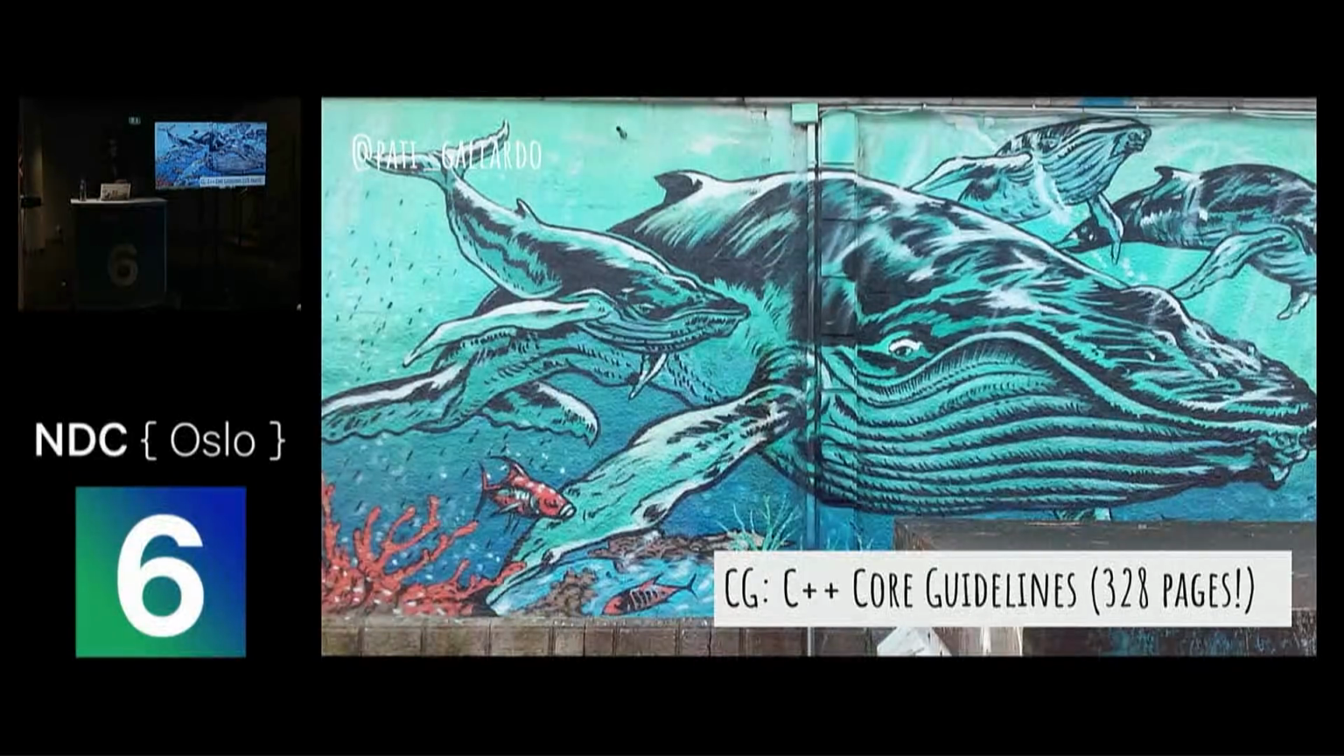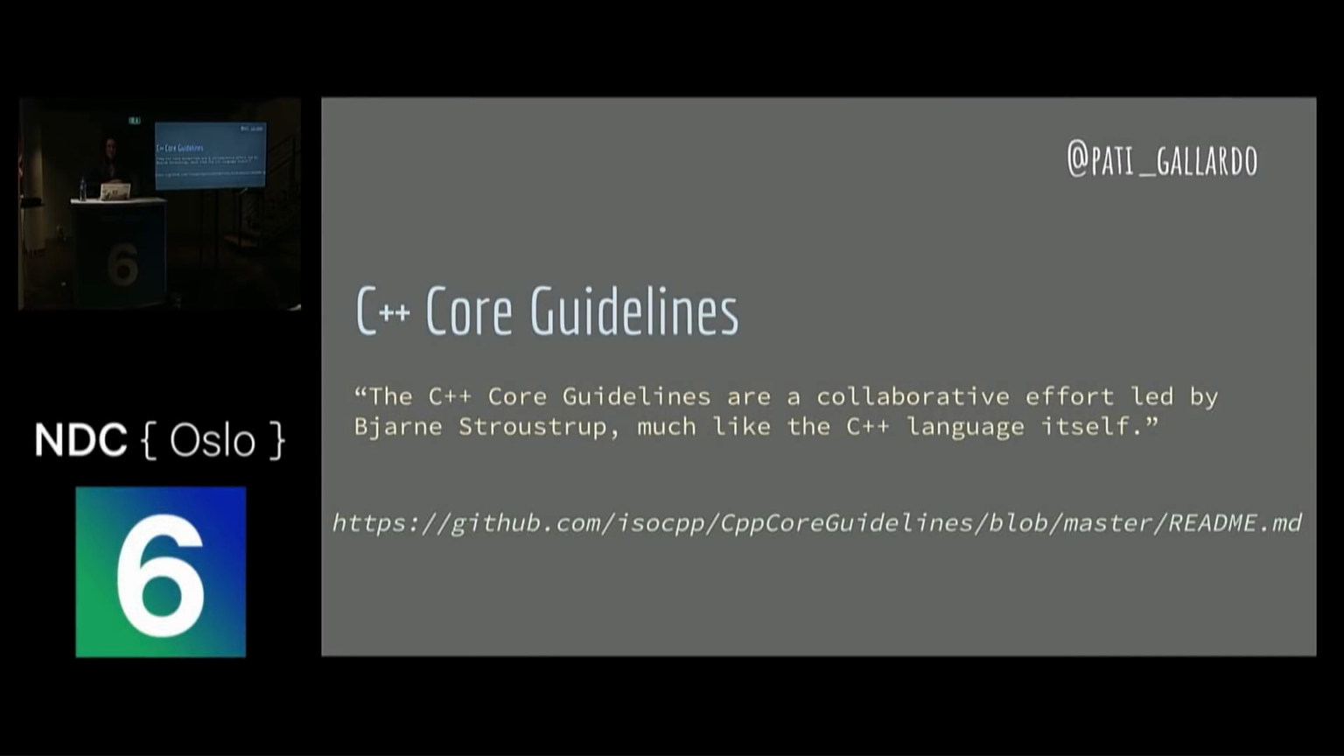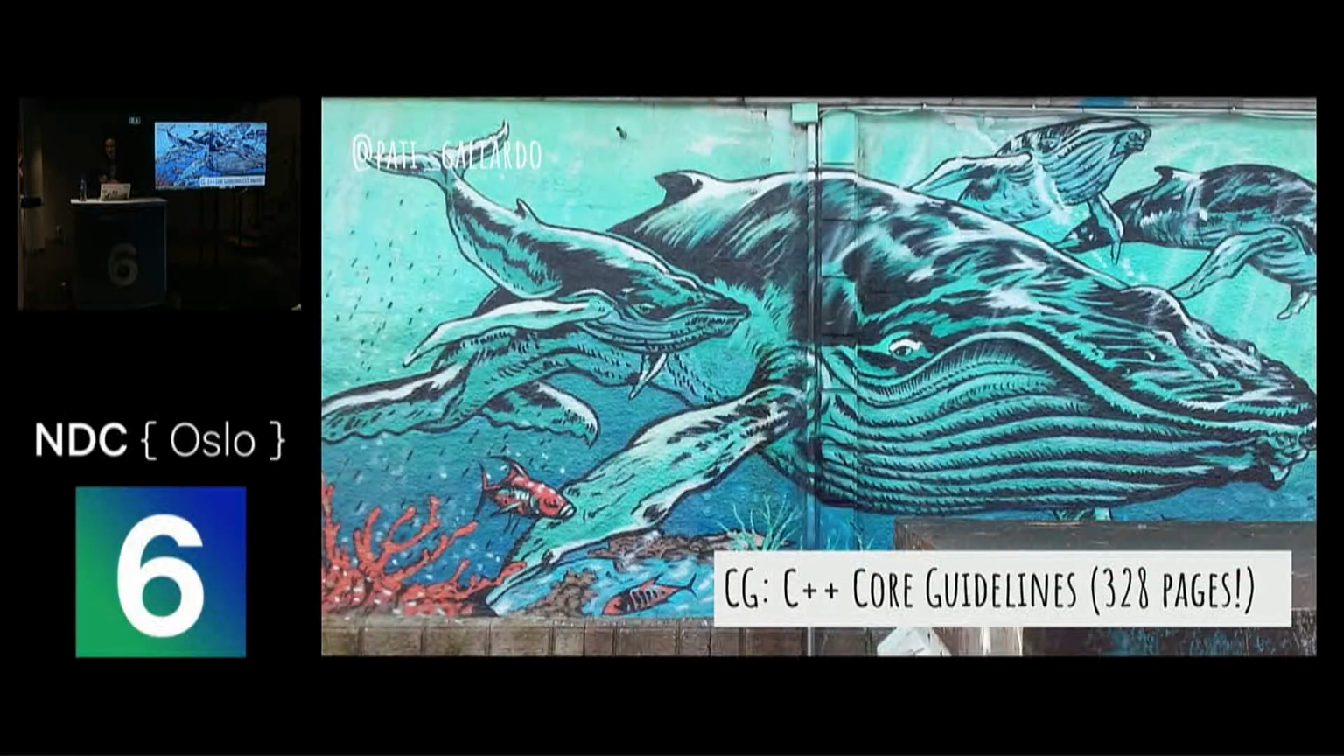So are you familiar with the C++ core guidelines? Yeah? A little bit? Basically, it's a collaborative effort led by Bjarne, and trying to distill more of what we think, or they think, of as best practices in C++. And it is very, very instructive. So I would recommend browsing around a little bit, but it is quite big. Like if you try to print it, it's quite large, 328 pages. But still, that's quite small.